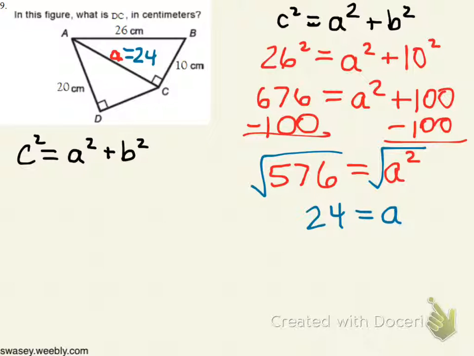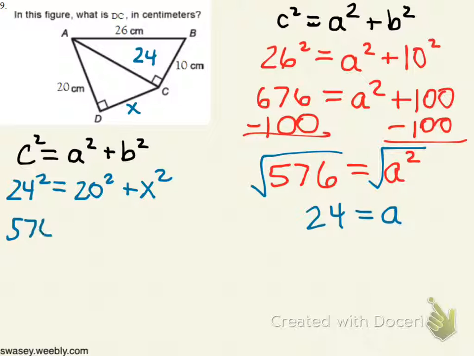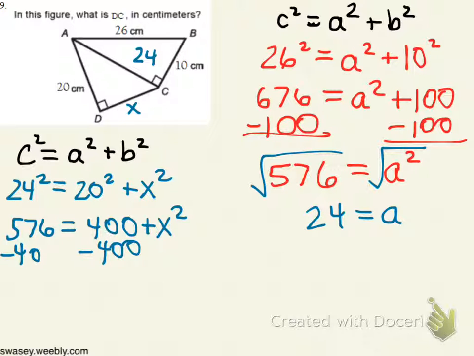So now we have another right triangle. This time, the one that's 24 centimeters is the hypotenuse. So our 2 legs are 20 and what I've just labeled as x. 24 squared, 576. 20 squared is 400. We'll subtract 400 from each side. So we get 176 equals x squared.